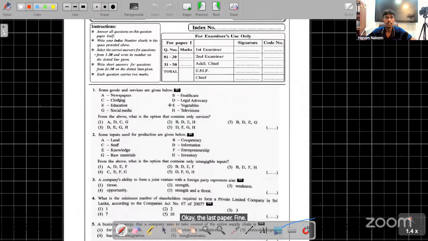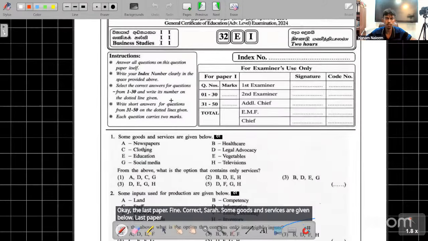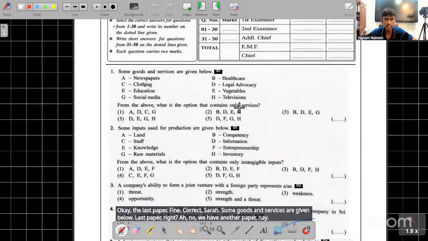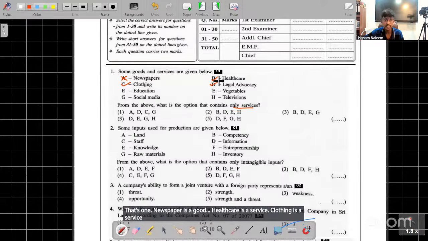Some goods and services are given below. Last paper, right? No, we have another paper. From the above, what is the option that contains only services? Newspaper is a good. Healthcare is a service. Clothing is a service. Legal advocacy is a service. Education is a service. So B, C, D, E, am I right? We don't have an option like that.